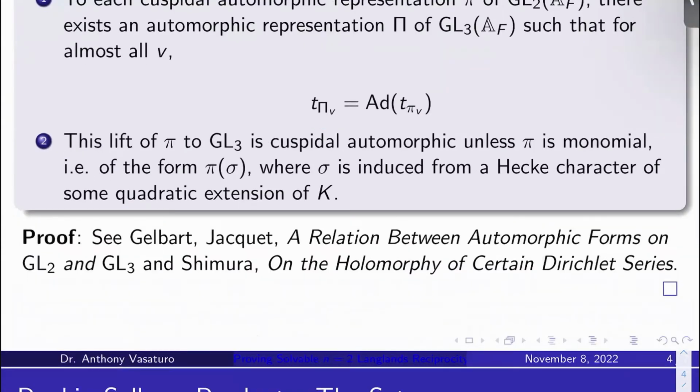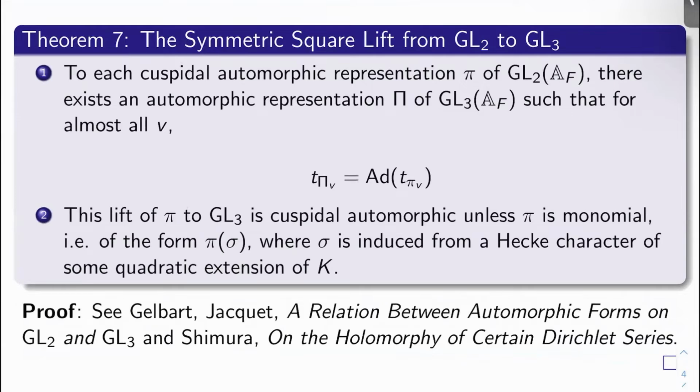Now, this lift, so is this lift cuspidal automorphic? Well, the lift of pi to GL3 is cuspidal automorphic unless pi is monomial. Now, this is a term we've defined already. Let's define it again.